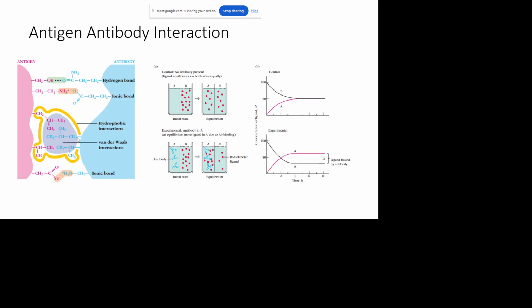And there were some other interactions, for example hydrophobic interactions, where two hydrophobic groups come to close proximity, then they make interaction which is known as hydrophobic interaction. Another thing is van der Waals interaction. So these four kinds of interaction we can see, all of them are of course non-covalent: hydrogen bond, ionic bond, hydrophobic interaction and van der Waals. All of them are non-covalent interactions which are found between antigen and antibody.